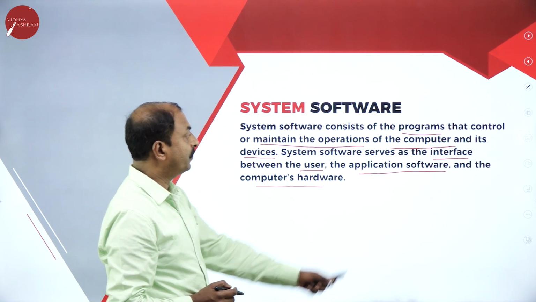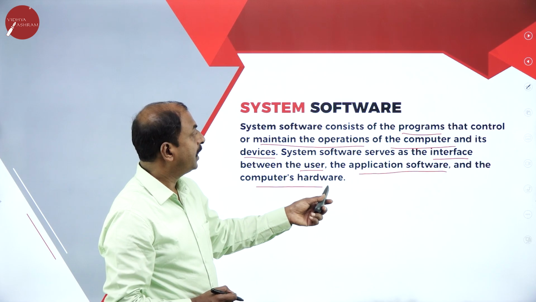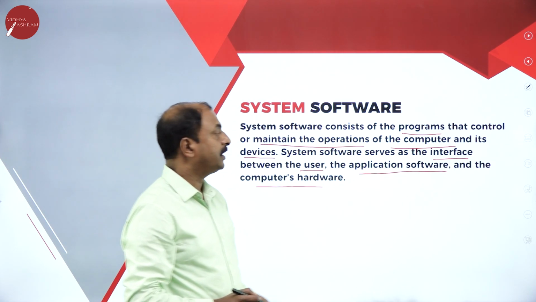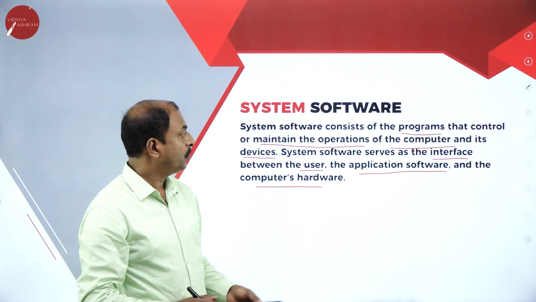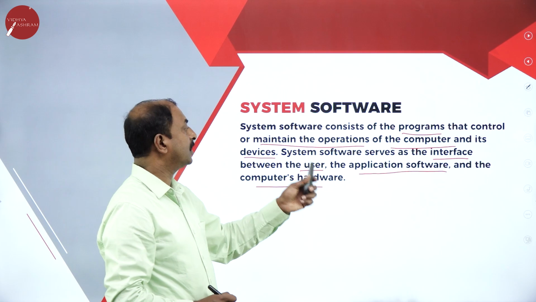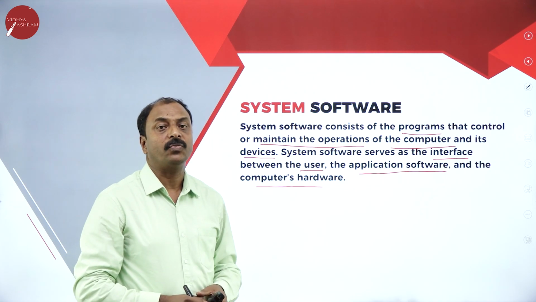If I say an interface, it is in between. So between the user and the computer, there is software that acts as an interface, and that is system software. It is an interface between the user and the application software and the computer hardware. So this is the definition of system software.